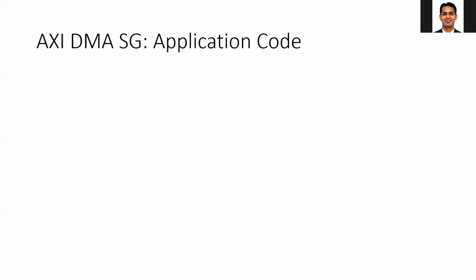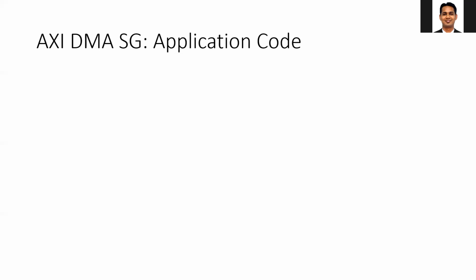Now let's quickly look at the application code, which we will use to configure the DMA in the scatter gather mode, and we can do a simple toy example where we'll have one buffer descriptor for MM to S and another buffer descriptor for S to MM for the matrix multiplication operation.